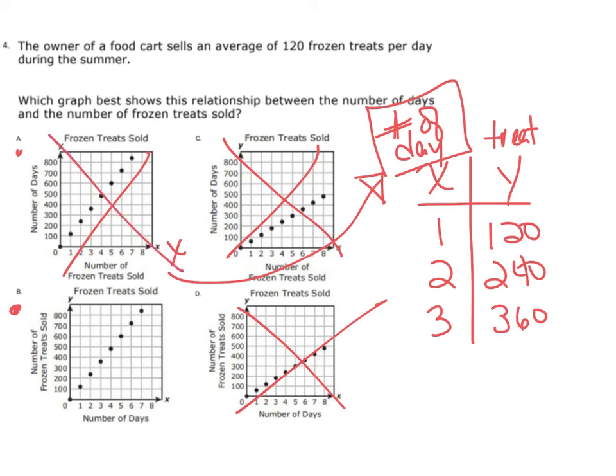Let's look at letter B. So letter B says number of days. That's correct. So that's X. And then the number of treats is for Y, and that's correct. So my answer here is B.